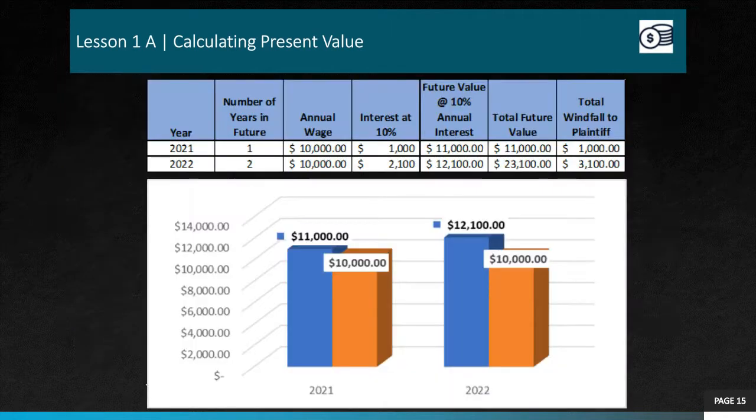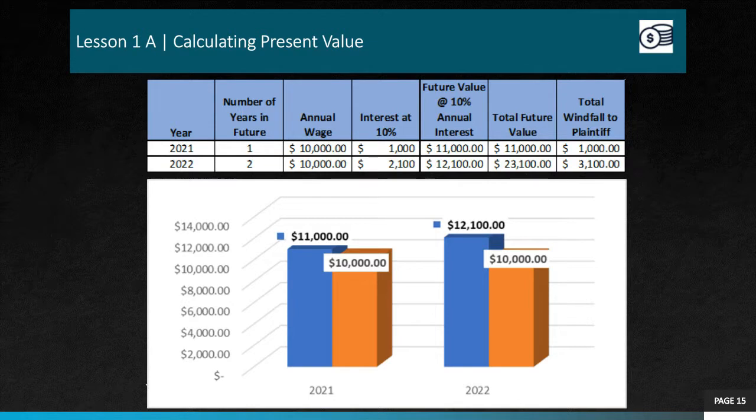Okay, so there it is visually. This is sometimes easier for people to see. There's the $10,000 award. In 1 year it will have grown to cover her loss for year one, and that's where it would have grown to $11,000 because she would have received 10% or $1,000 in interest. For the $10,000 to cover her for her second year, if she invested it at 10% a year, she'd receive $2,100. Obviously, we don't want to do that. That's a windfall to the plaintiff. We just want her to have $10,000 for each year in the future to cover her future losses.